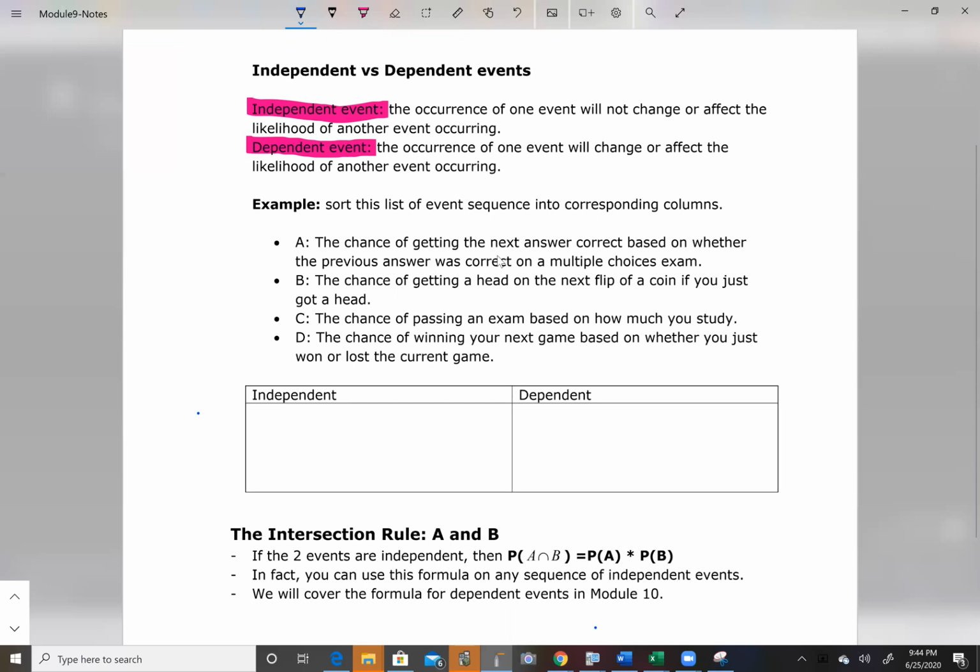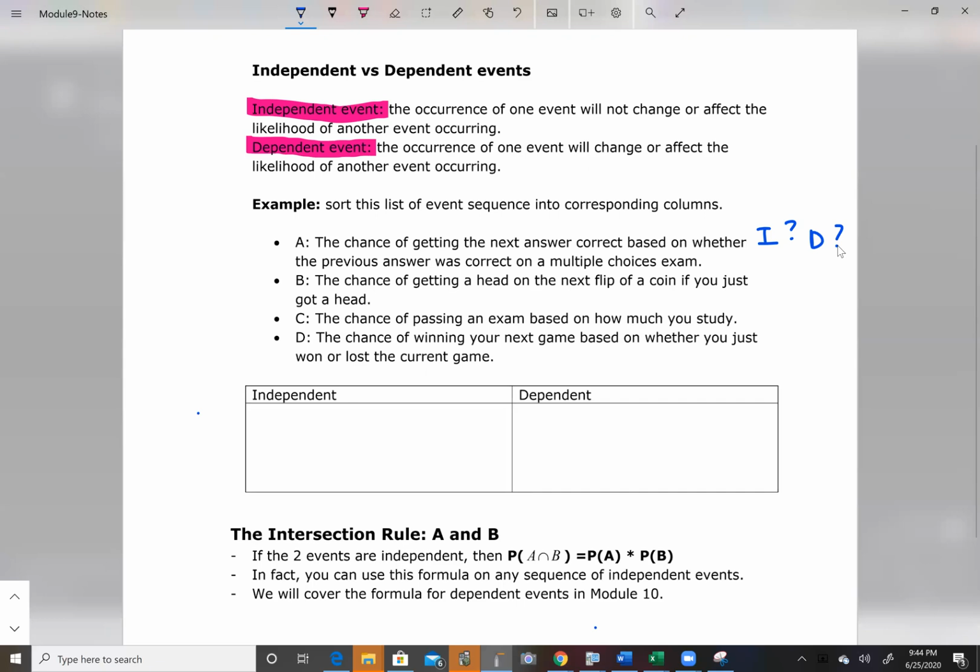The chance of getting the next answer correct based on whether the previous answer was correct on a multiple choice exam. Well, honestly, this depends on if they are questions that are based on other questions before. If they were not, then they would be independent. So this one actually I can see going either way. If you guys can know the difference between what I'm talking about here.